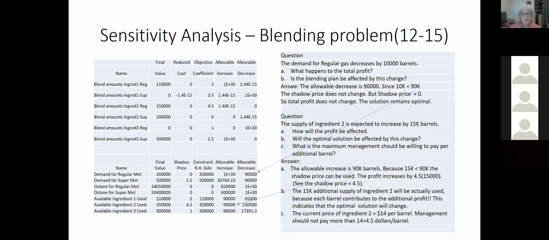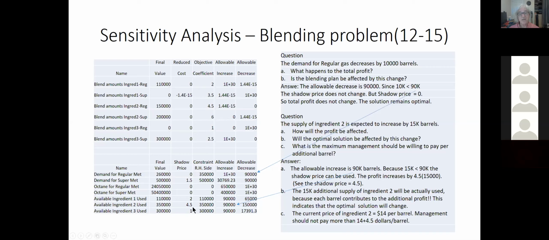If you look at it by making sense out of it, what you did before, you already used all the available ingredient number 2. You see it's binding. This one equals, so this means binding. So this availability did stop you from improving more. If you add more to the available amount, you will make more profit. But this is only if you are going to use the additional 15,000 barrels.